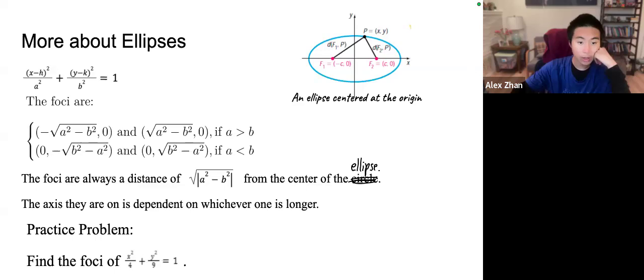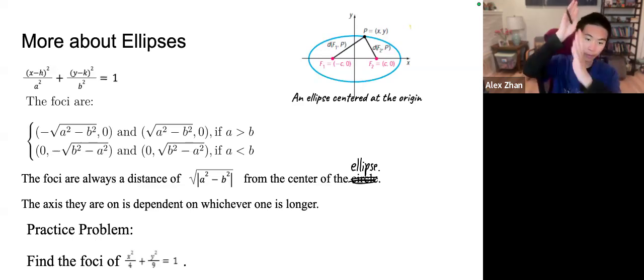Yeah, that looks right. Okay, Alexander, that looks right. Andrew, you put the foci on the wrong axis actually, because in this case, remember A is less than B, so the foci fall on the y-axis.